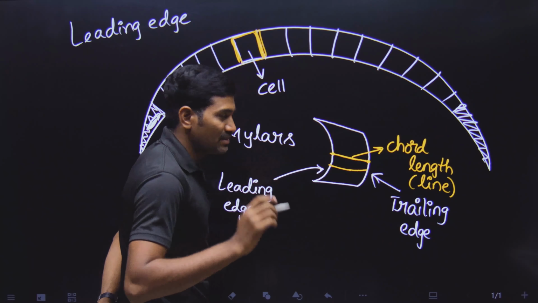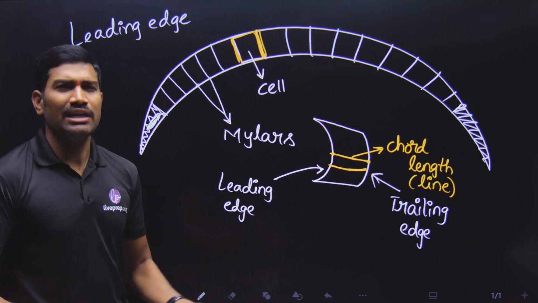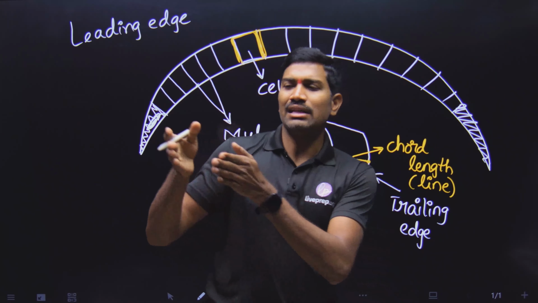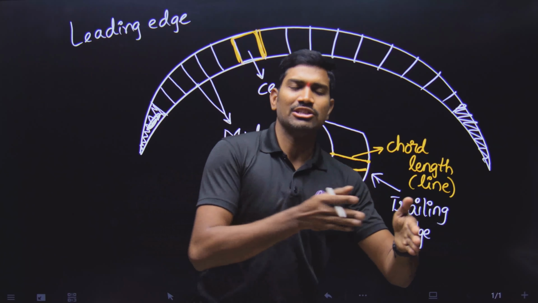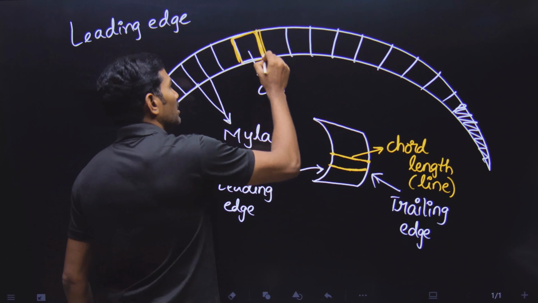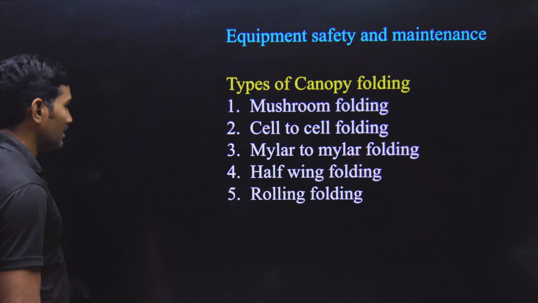So now what is this particular one? Technically it is a chord length. Anywhere you can say this word. Technically the word chord length is a normal one. The length from the leading edge till the trailing edge is called a chord length. But here, specifically, if you observe this mylar, if you simply follow this mylar, I will show you this one here. Okay.